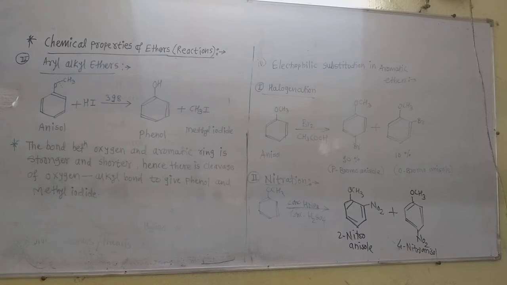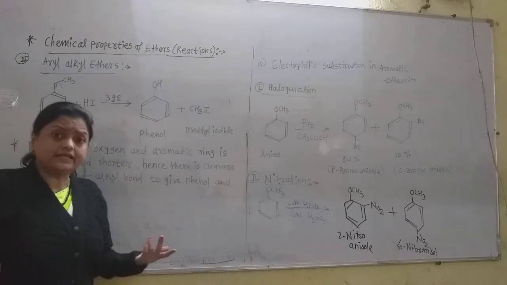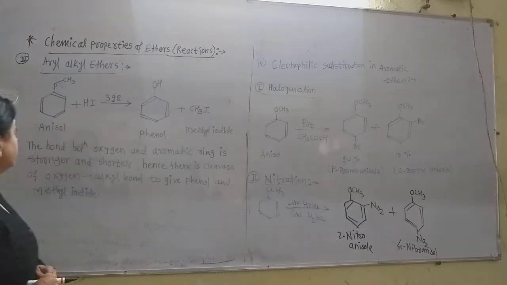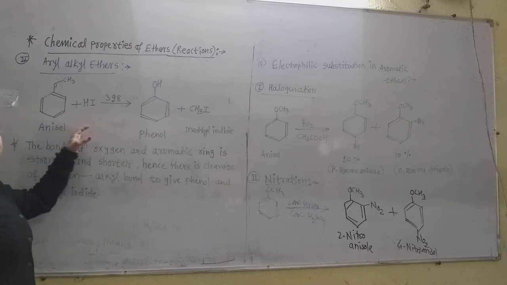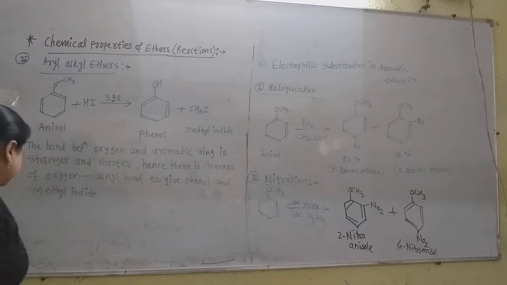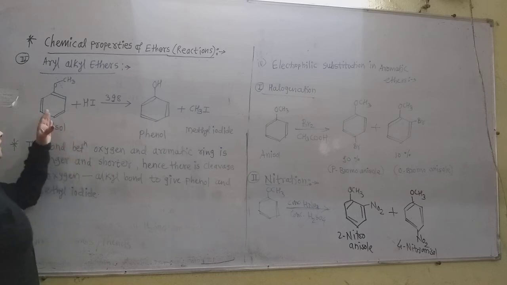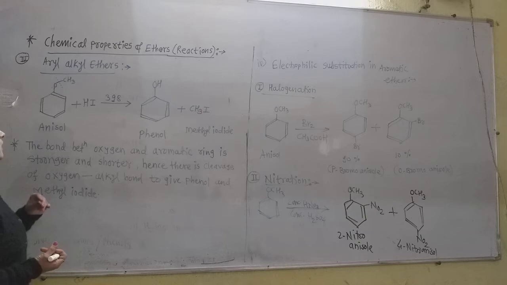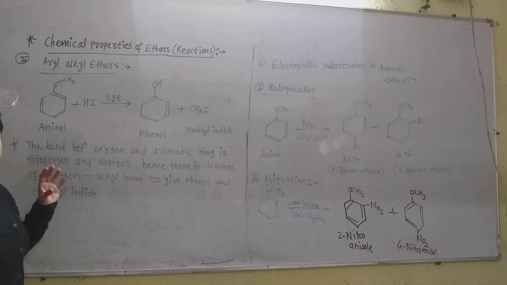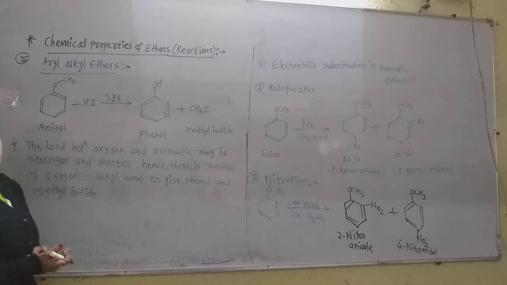Now alkyl aryl ethers also react with hydroiodic acid or hydrogen acids. Now this is an alkyl aryl ether. The name of this ether is methylphenyl ether. Here the aromatic ring and the alkyl group are at the two different bonds of this oxygen. It is also called anisole.